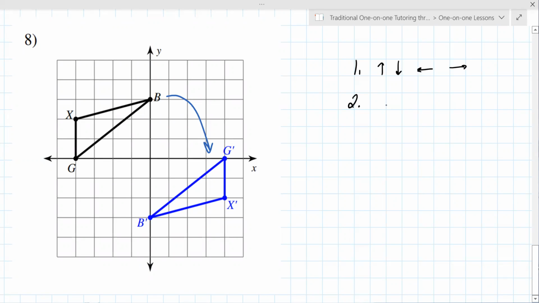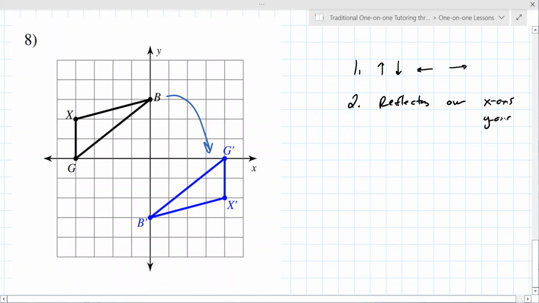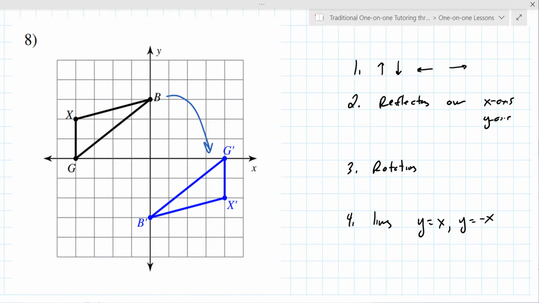The next one you sequence through is reflections over the x-axis and y-axis. I would hold off on rotations as my third one, and then the fourth ones are the lines, y equals x and y equals minus x. Those are the hardest ones to see. So rotations, hang on to those until the end, but maybe you can do it with just 1 and 2. Okay, let me know what you see, if anything.